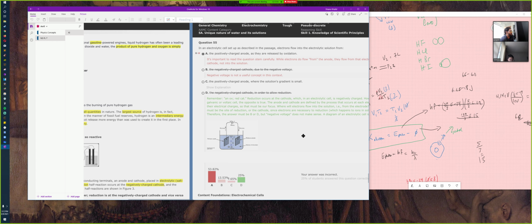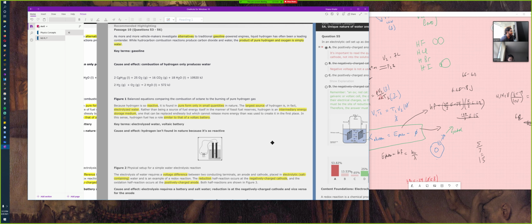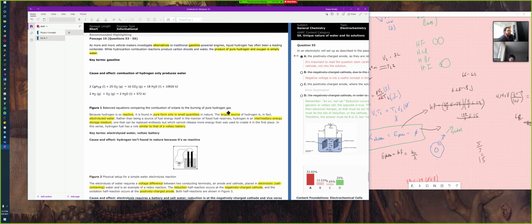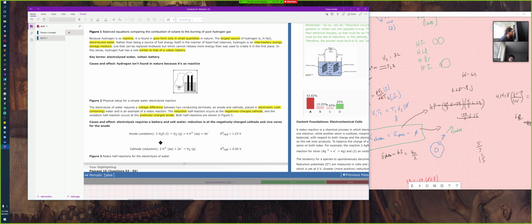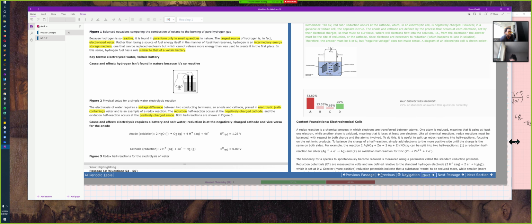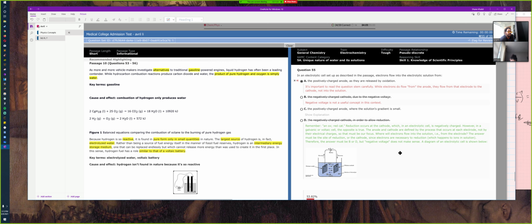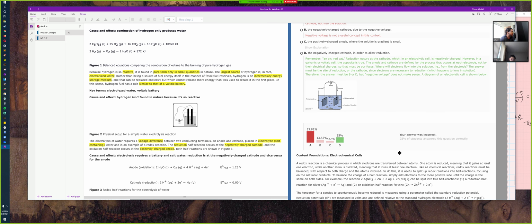All right, you know what? I'm going to look at the passage. Okay, so let's see. They're saying electrolytic cell, redox. Reduction happens in the negatively charged cathode. Okay. So what are they saying here? Electrolytic cell into the electrolytic solution.